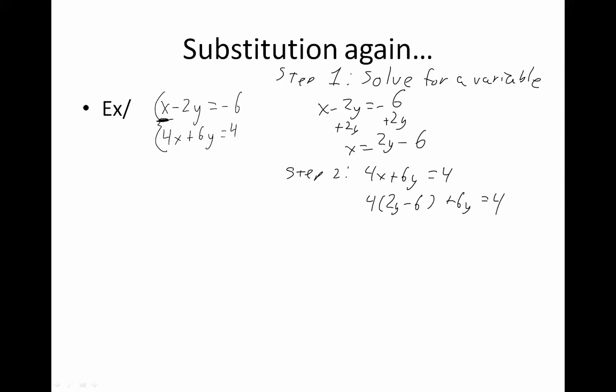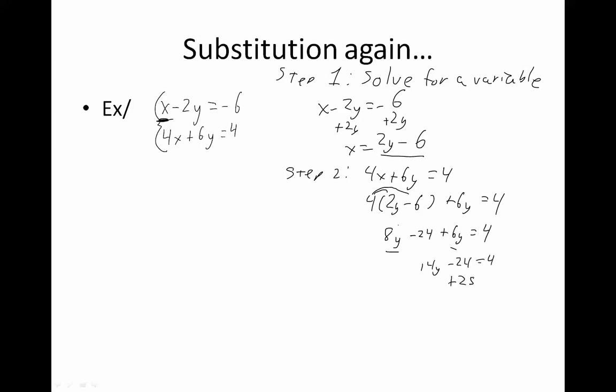Notice that the x was equal to 2y minus 6, so I replaced the x with 2y minus 6. This was 4 times x. Now it's 4 times (2y minus 6). I now have an equation where y is the only variable. So we can solve. We'll distribute the 4. We get 8y minus 24 plus 6y equals 4. Let's combine these y terms, making that 14y minus 24 equals 4.